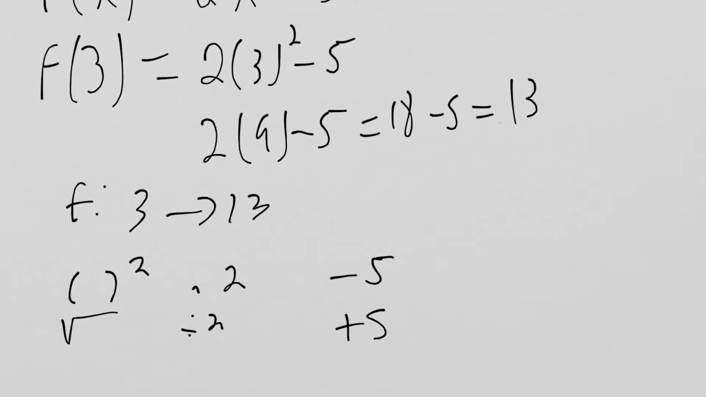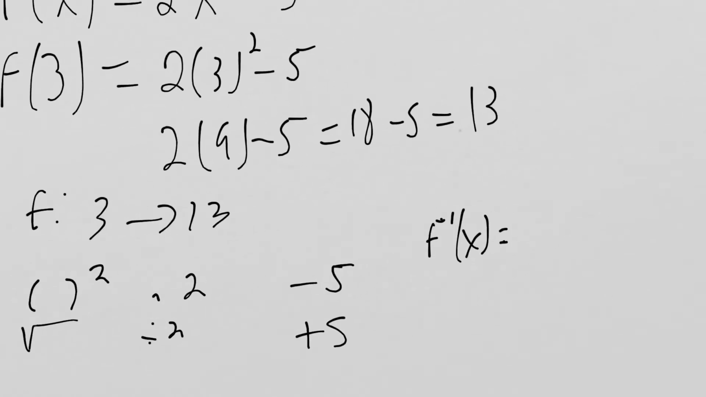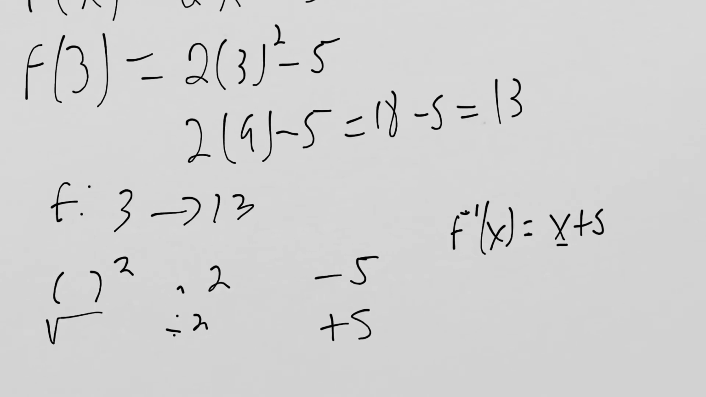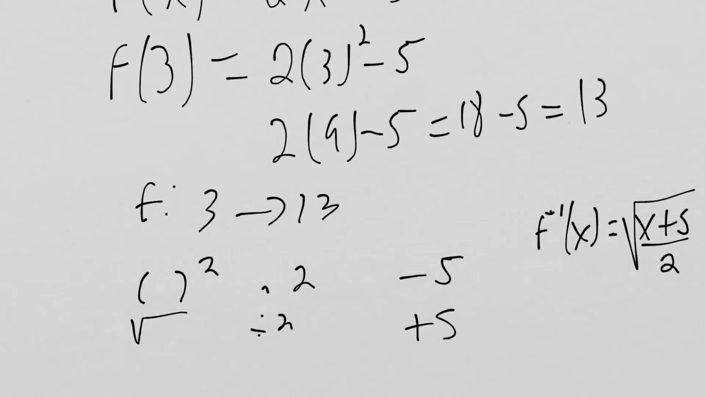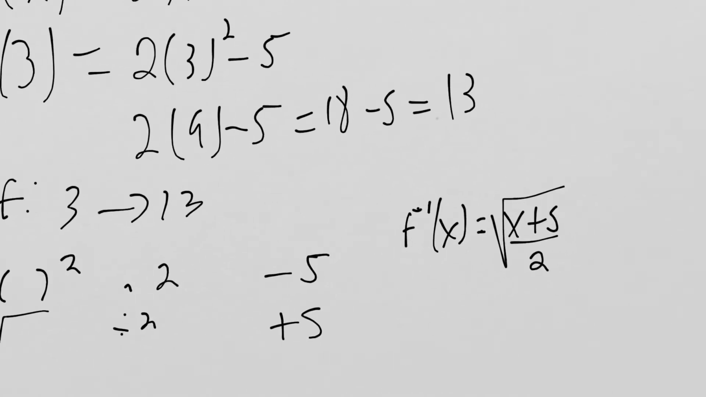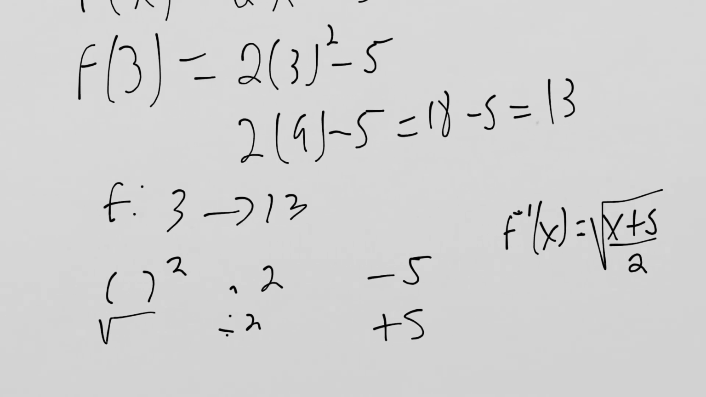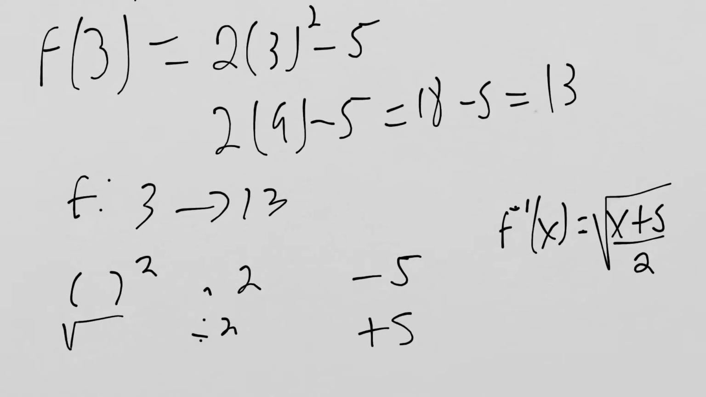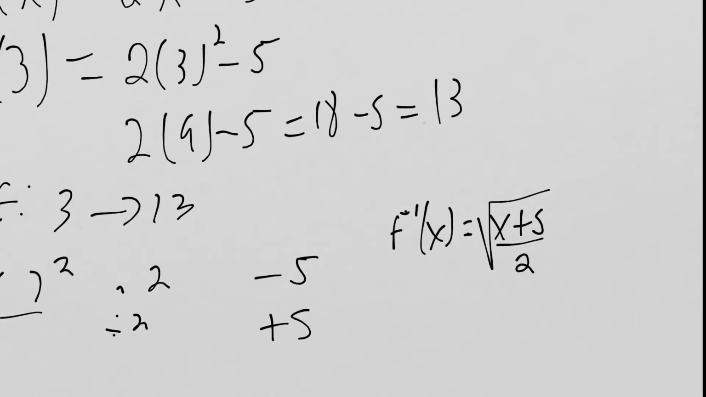So when we make this inverse function, f inverse of x, which we denote like that, we're going to do x plus 5 first, and then we're going to divide by 2, and then we're going to take the square root. Because before we squared, then multiplied by 2, then subtracted 5, so we're going to undo those in the reverse order that they happened. And now we see we have our inverse function, and since our function mapped 3 to 13, we should be able to map 13 back to 3 by plugging 13 into the inverse function.